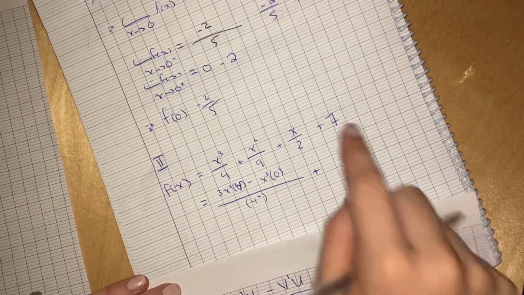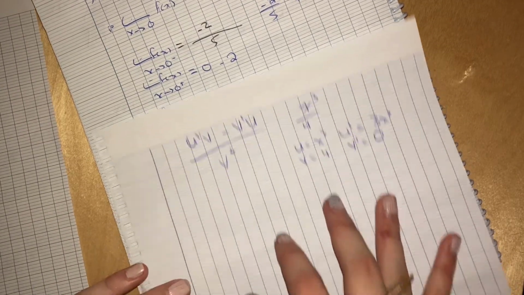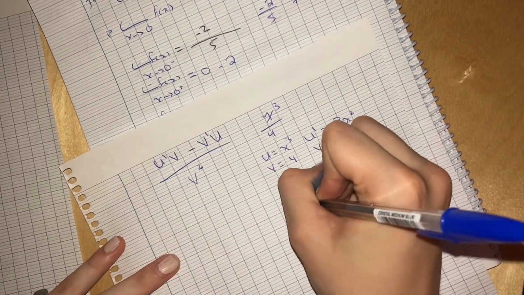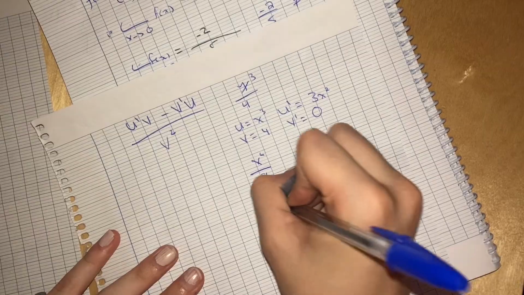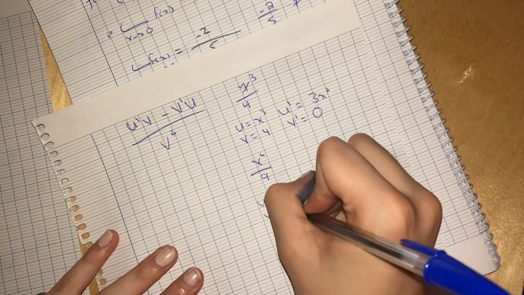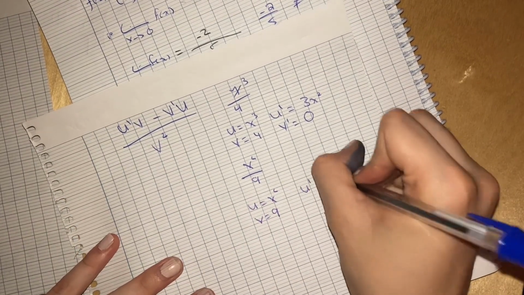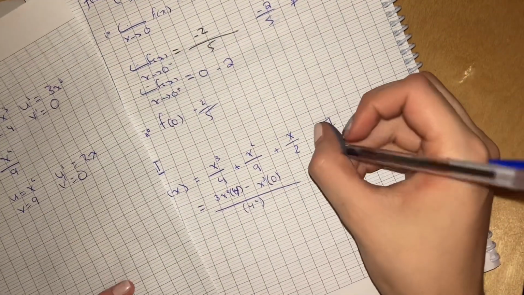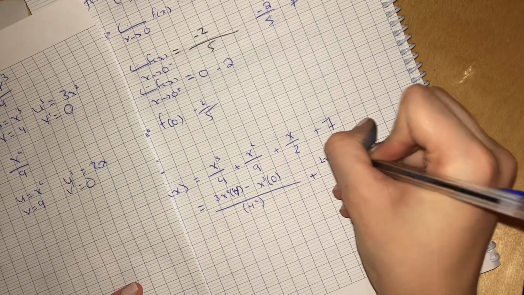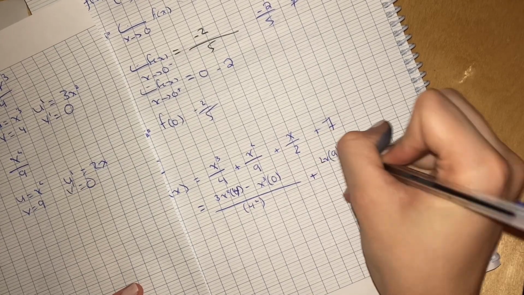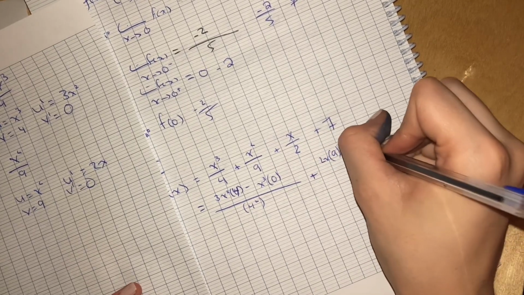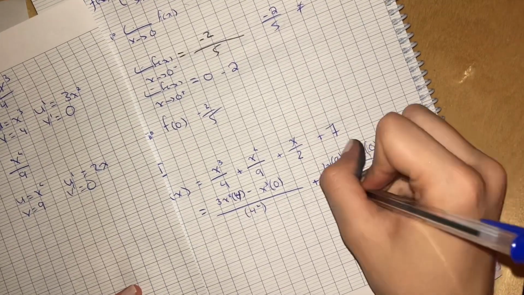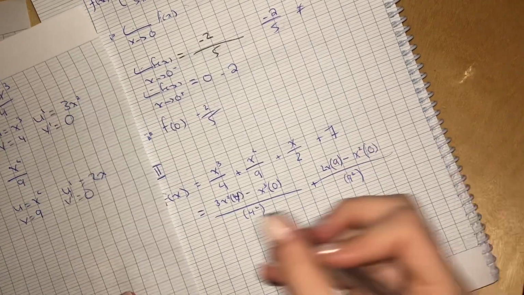Plus, and then we're going to do the same thing for the rest of these. We've got x squared over 9: u is equal to x squared, v is equal to 9, u prime is equal to 2x, v prime is equal to 0. So plus u prime, which is 2x, times v, which is 9, minus u, which is x squared, times v prime, which is 0, over v squared, so 9 squared.